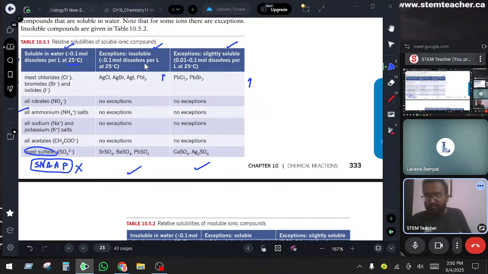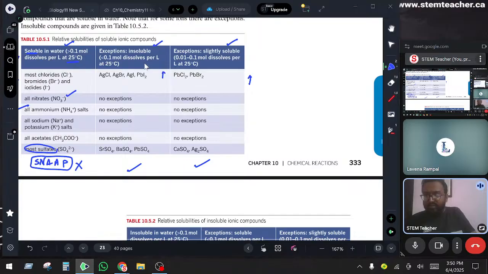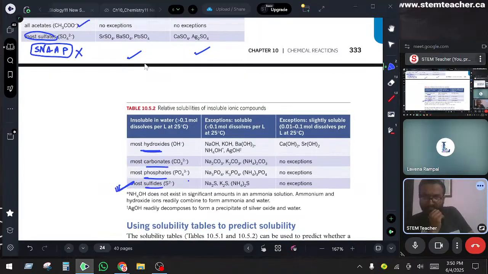Carbonates, soluble. Chloride, acetate. Acetates, soluble. Chlorides, it is not here, it is insoluble. So chlorides we don't have information, but acetates are soluble. Okay, so it is insoluble. So soluble, soluble, insoluble, soluble. So similarly, you have to think each and everything. Can you see sixth one?